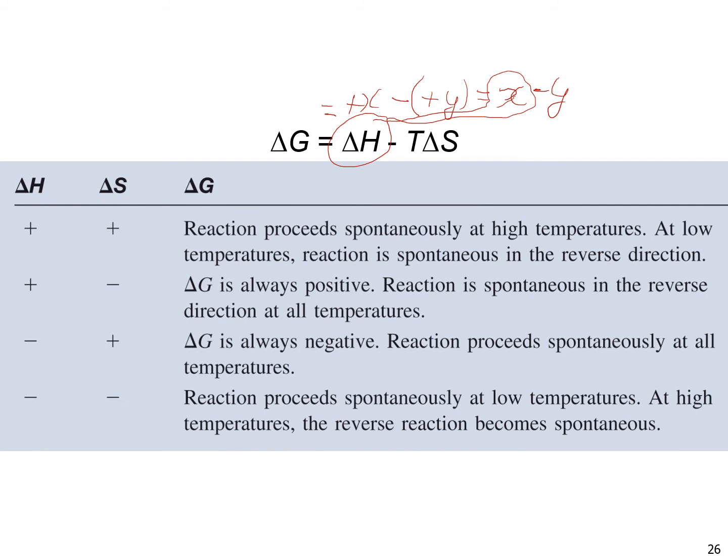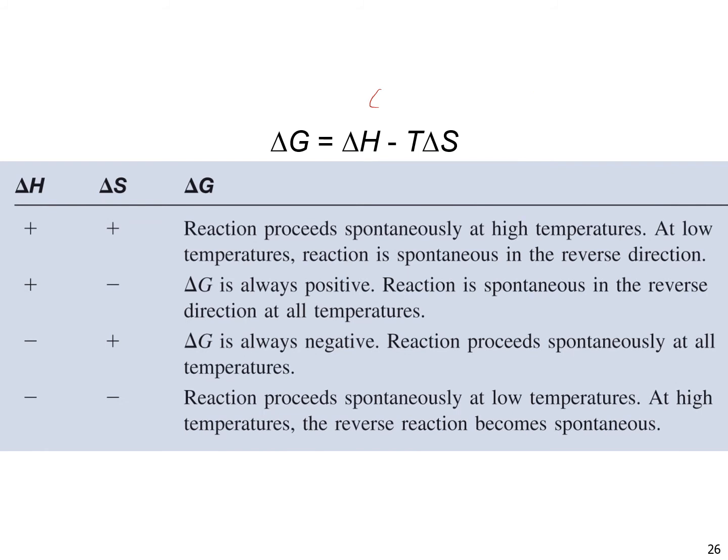Now delta S is also a fixed number. I cannot change it. What can I change? My variable here is temperature. If I increase the temperature, my value of Y will increase, correct? Which means my final answer is going to be a negative value. So if this reaction is happening at a very high temperature, it is going to be spontaneous. But at low temperature, this reaction is going to be non-spontaneous. Okay. Similarly, we can predict the fourth scenario.